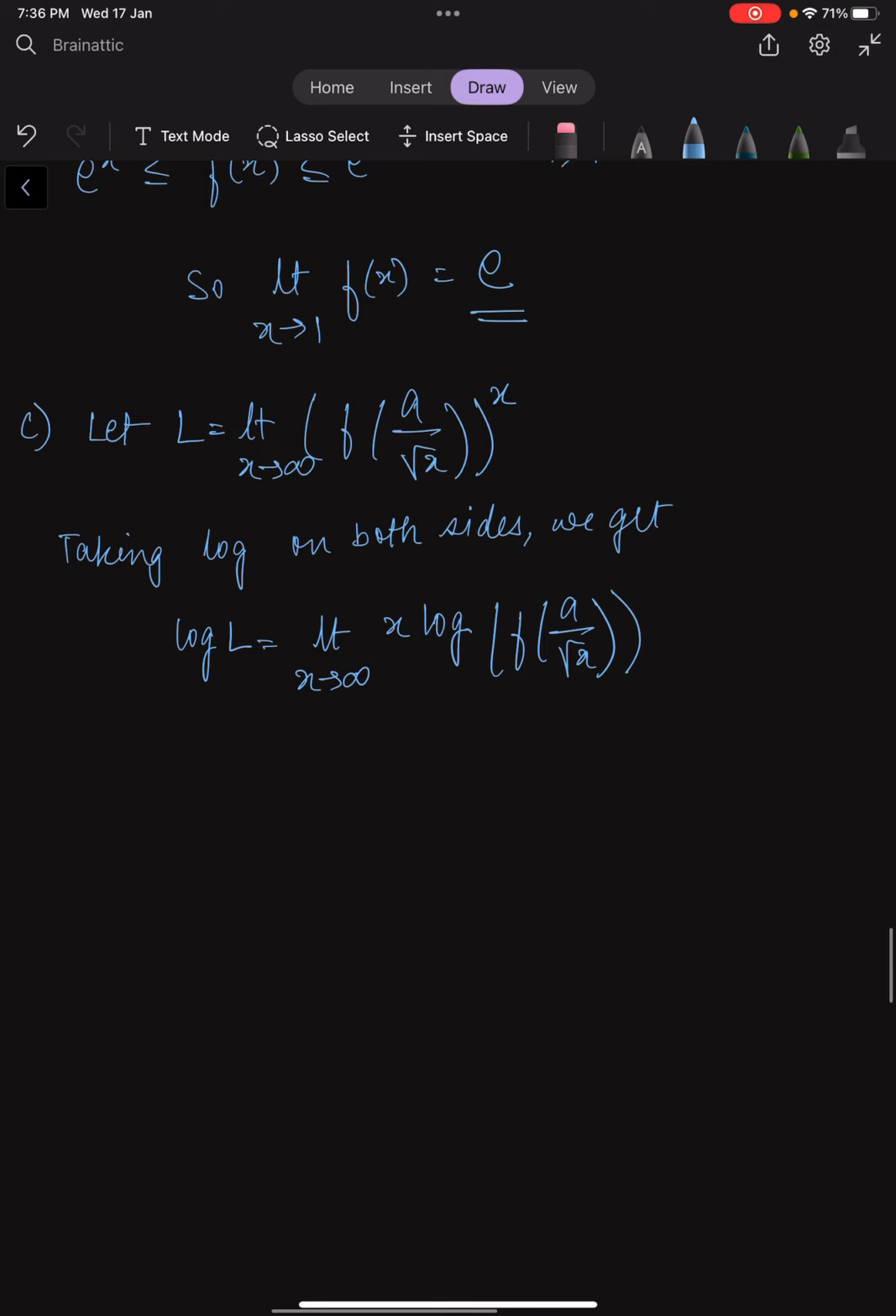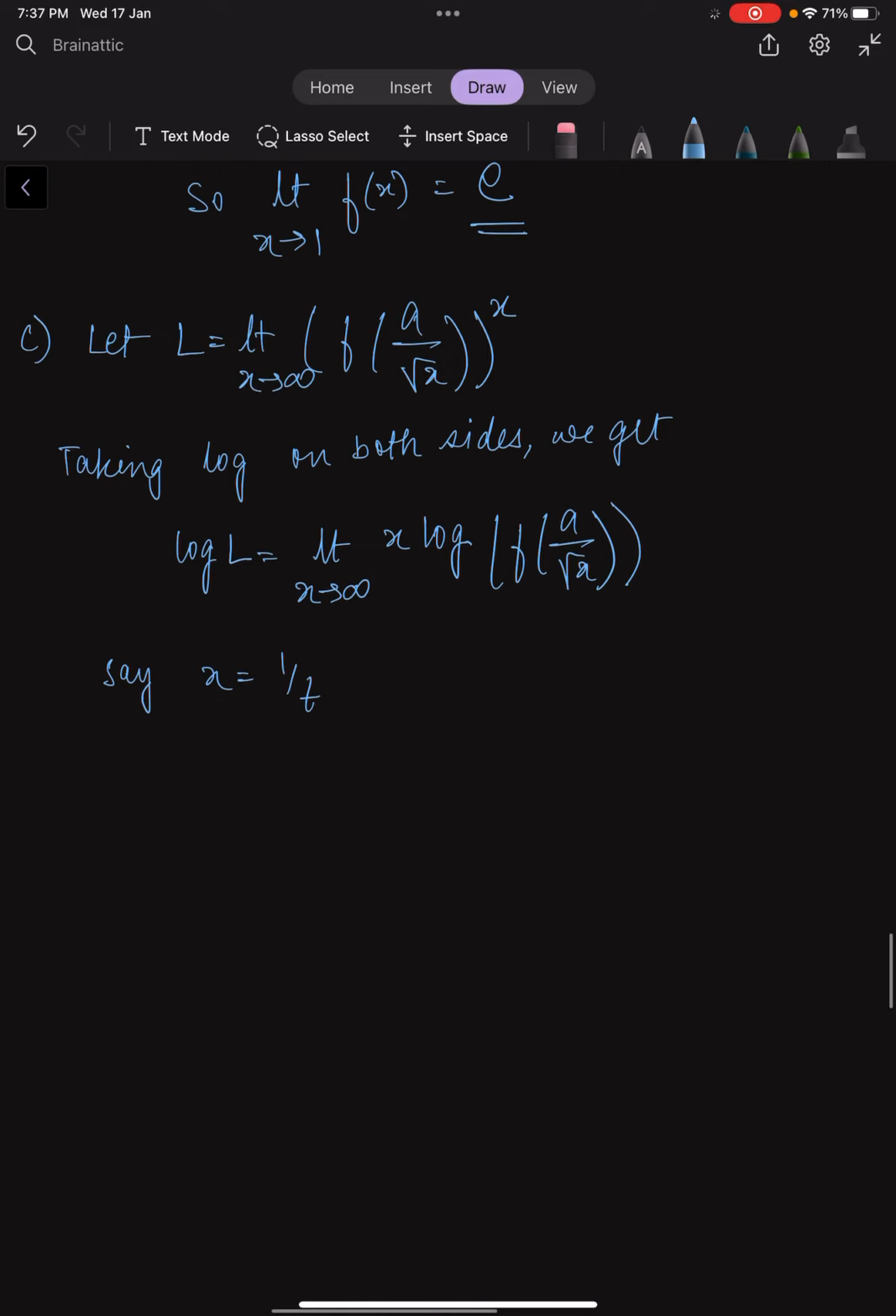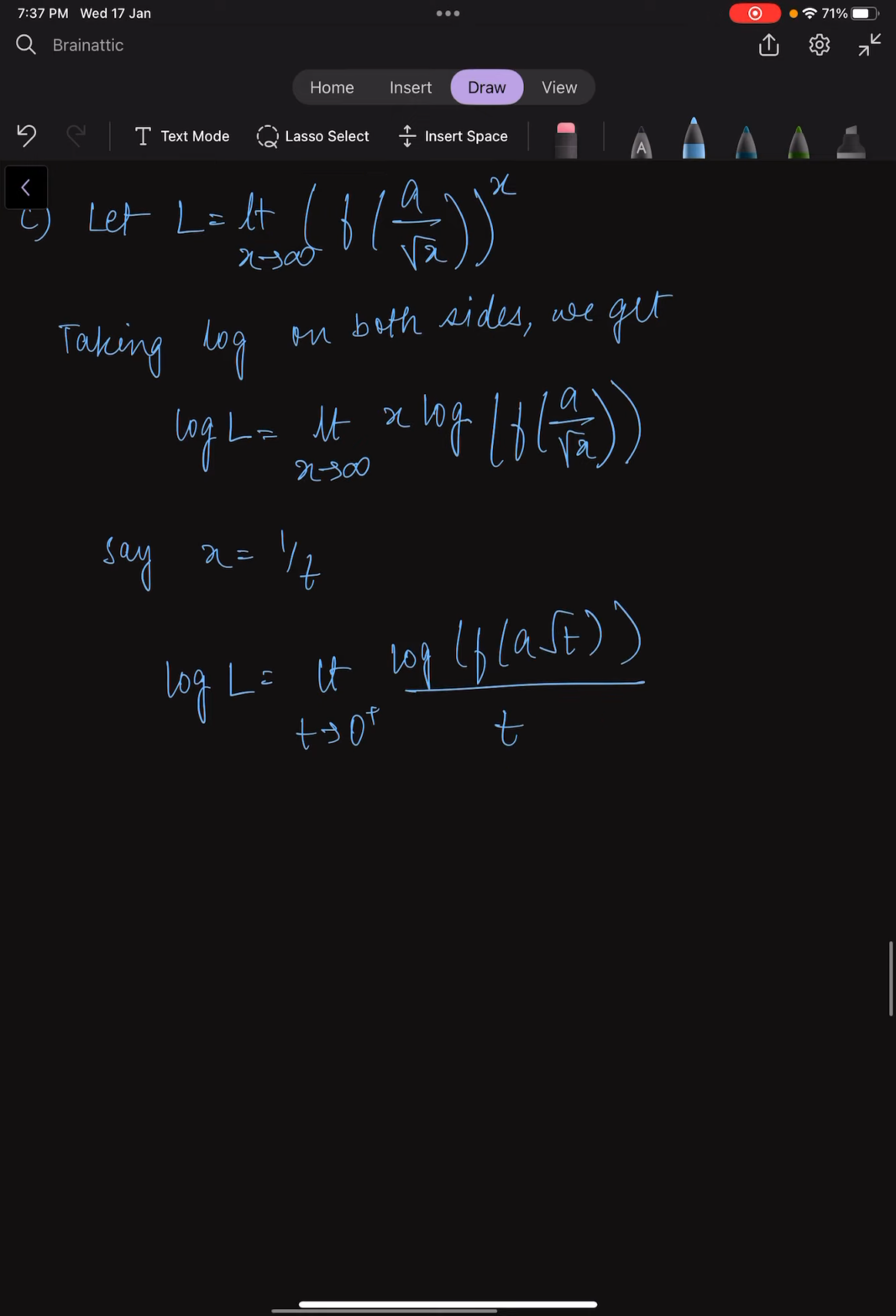Now we take, say, x is equal to 1 by t. Then we have log of capital L is equal to limit t tends to 0 positive, that is 0 to the positive side of the real number axis, log of f(a√t) divided by t. Now we know L'Hospital's rule, and it's applicable when we have a fraction which is of the order 0 by 0 or in an indeterminate form. So we'll apply L'Hospital's rule.